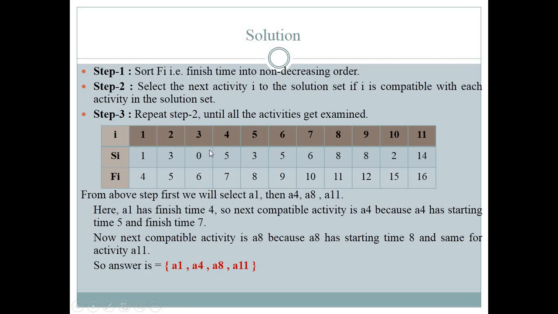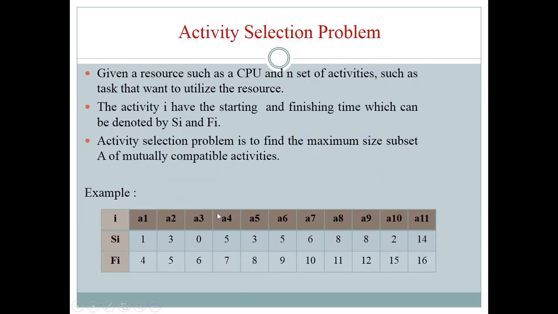Starting time 13, no activity. Starting time 14, yes, we have activity 11, whose starting time is 14. So now it will complete from 14 to 16. Okay, so this is the explanation which I have already given to you. So our answer will be activity A1, activity A4, activity A8 and activity A11. So this is the maximum number of activities that we can perform in this given activity selection problem.